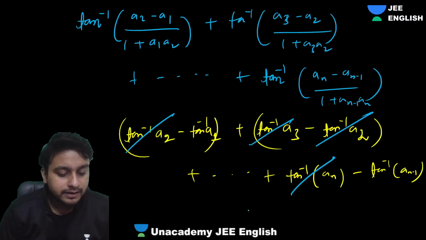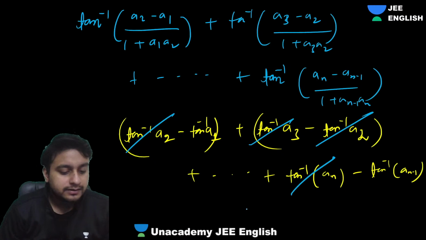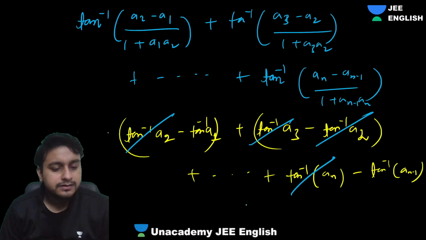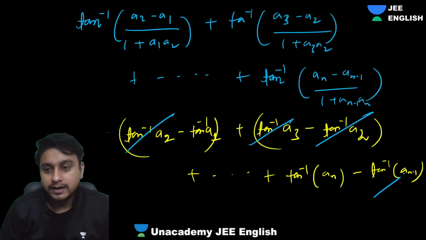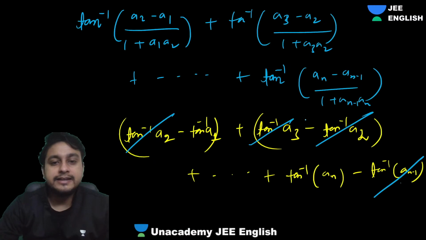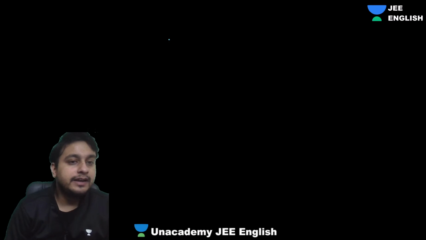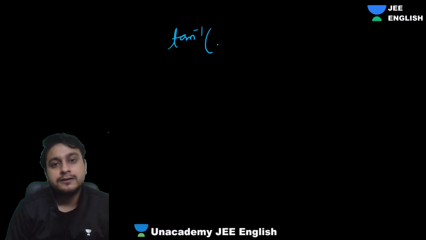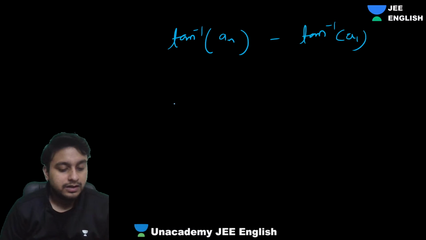Some mistake can be there. I didn't get your point. What are you saying? Mistake means? So finally what will you get? Sorry, an minus 1 will cancel, an will remain, right? Yes, just before this an minus 1 will be there. Everything will cancel. So what are we getting, guys? Finally we are getting tan inverse an minus tan inverse a1. That's it. Isn't it?